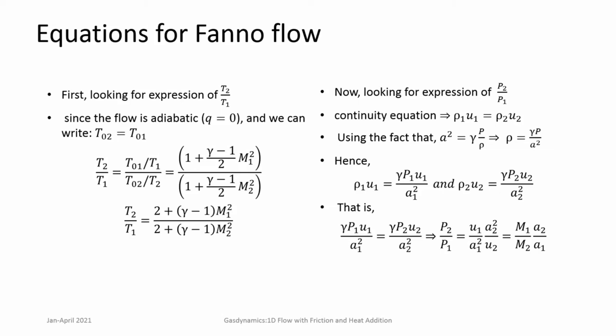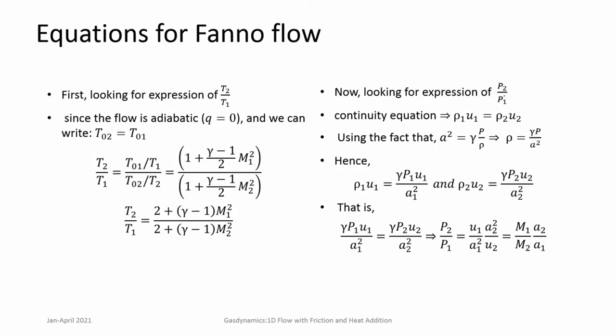Therefore, you can express T2 by T1 in terms of T02 by T01. Okay. So, T2 by T1 can be written as T01 by T1 times T2 by T02. Of course, T02 and T01 are the same, and therefore, this is the correct expression: 1 plus (gamma minus 1) by 2 M1 square by 1 plus (gamma minus 1) by 2 M2 square. Okay. So, this is T2 by T1. What about P2 by P1?